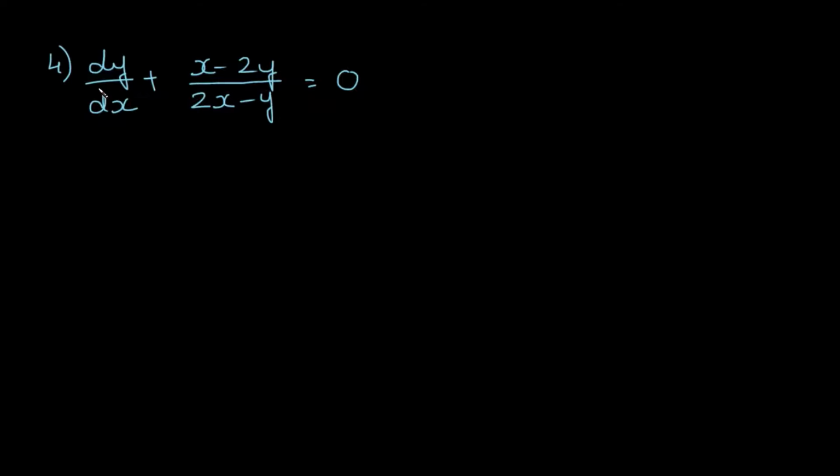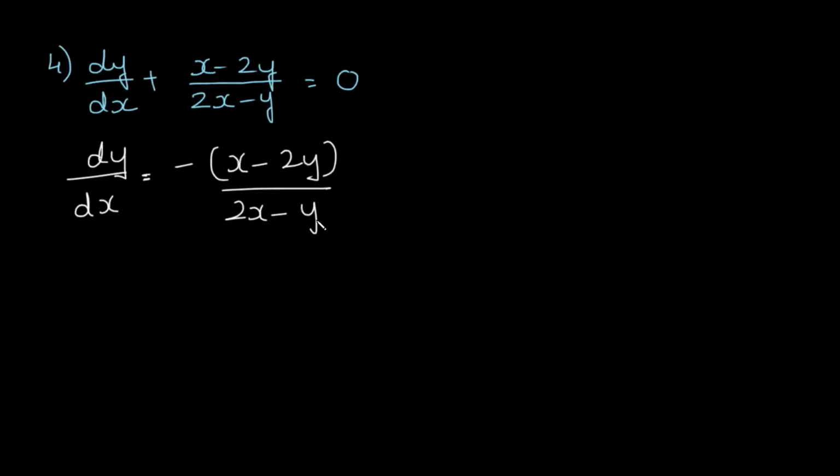Now in the fourth question, the question is dy by dx plus (x minus 2y) upon (2x minus y) is equal to 0. So the first step is simple enough. We just separate out the terms by writing dy by dx on one side and taking the other term on the RHS. That is, it becomes dy by dx equals minus (x minus 2y) upon (2x minus y). So let this be our first equation. Now we substitute y as tx and differentiate both the sides of this equation.